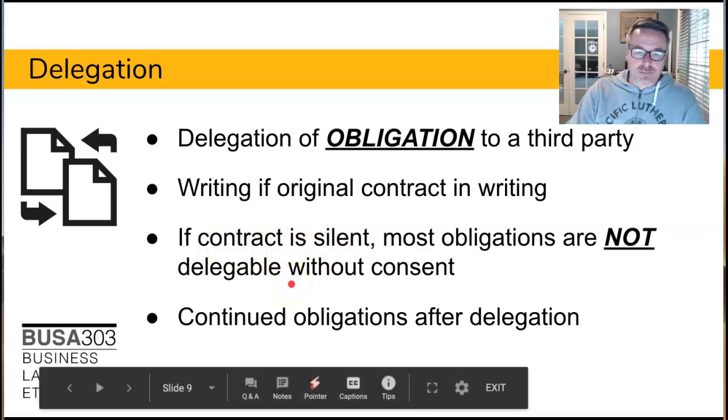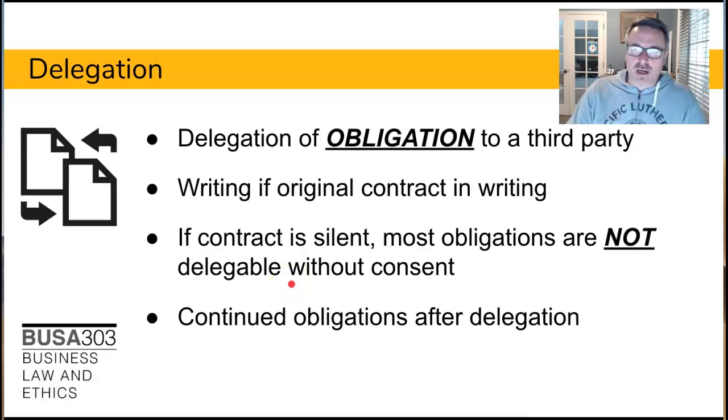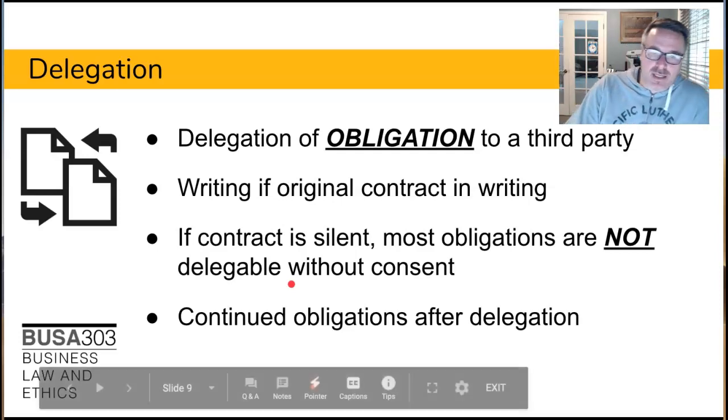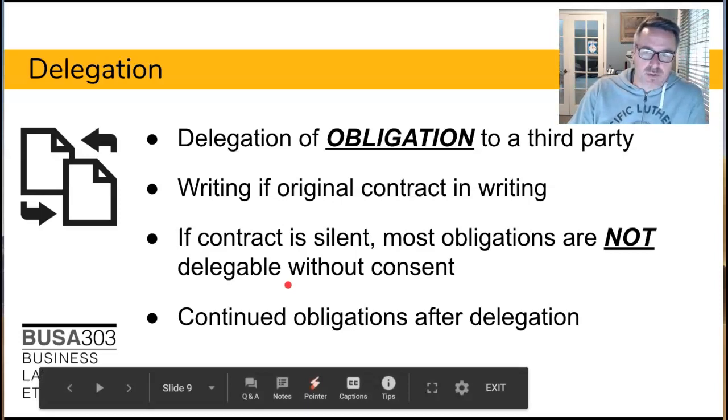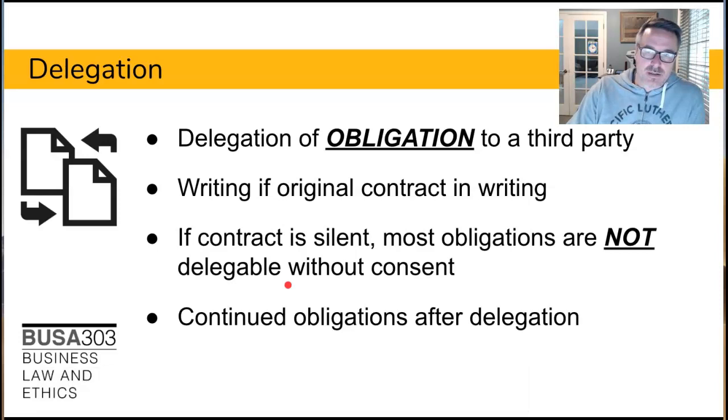And oftentimes when you delegate, you still retain some obligation. So for example, if I were to delegate my mortgage payment to my neighbor and he were to take it over, I would still be liable if he didn't make the payments like he was supposed to in many cases, unless I'm released by the other side. And we'll talk later about what a release is.